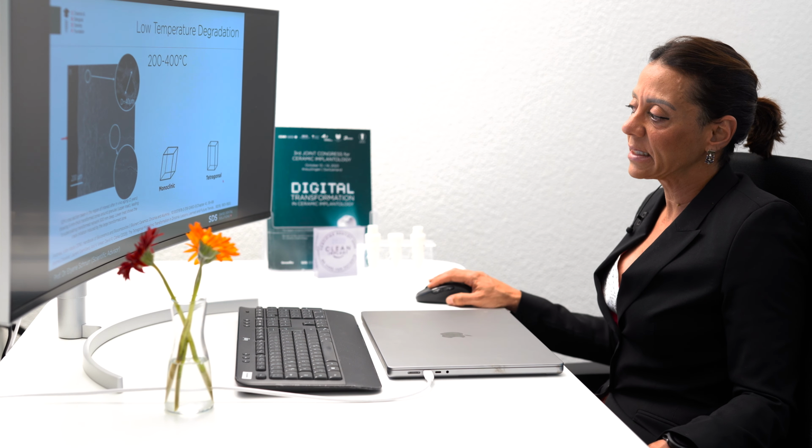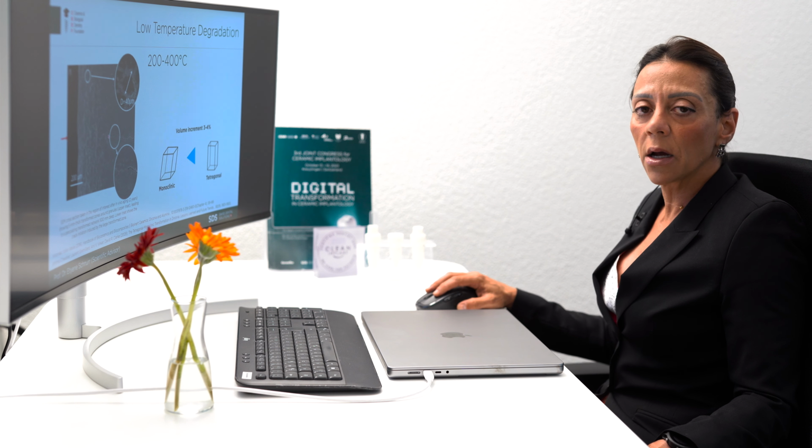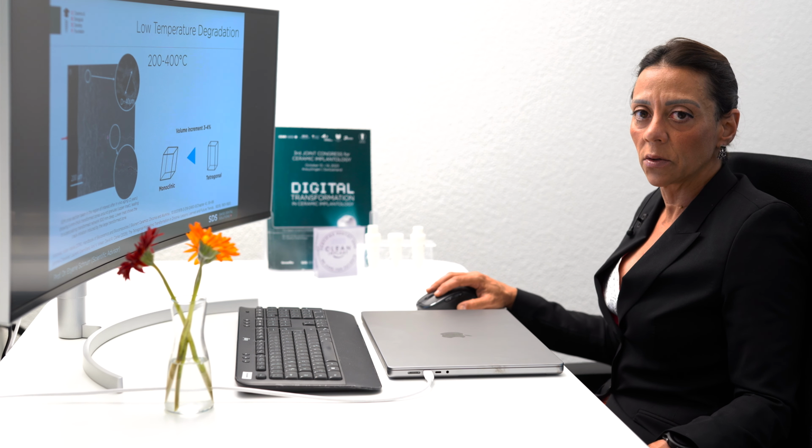The low temperature degradation, or LTD, is a phenomenon that can occur with some kinds of zirconia. At around 200 to 400 degrees Celsius, the process known as phase transformation changes the stable tetragonal form of zirconia to the monoclinic form with a volume increment of 3 to 4%. That leads to micro cracks, loss of strength, and durability. The zirconia cannot be used in the development of medical devices.